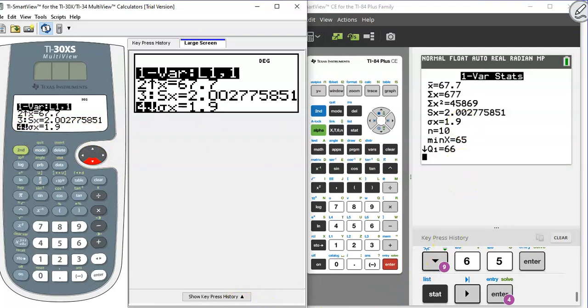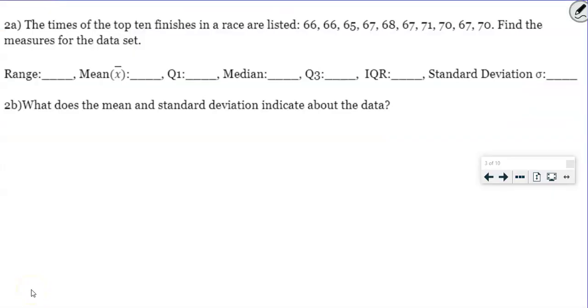All right, so now let's go back and look at and enter these data. So hopefully you remember our range is our max minus our min, and our max was 71, and our minimum was 65. So that value is going to be 6, right? Our mean was 67.7. Q1 was 66. We pulled all of this from our calculator, okay? Median was 67. Q3 was 70.